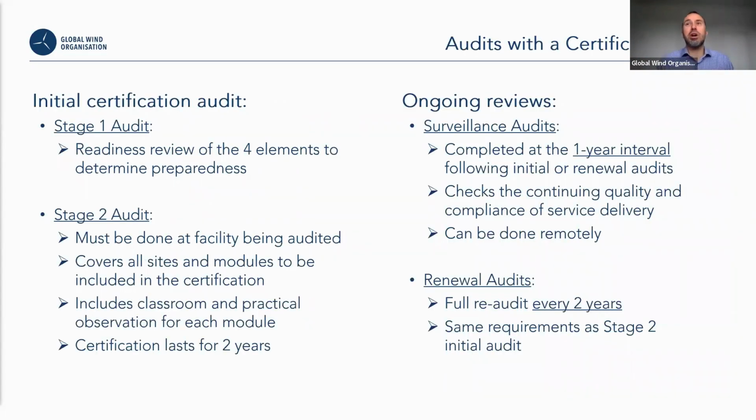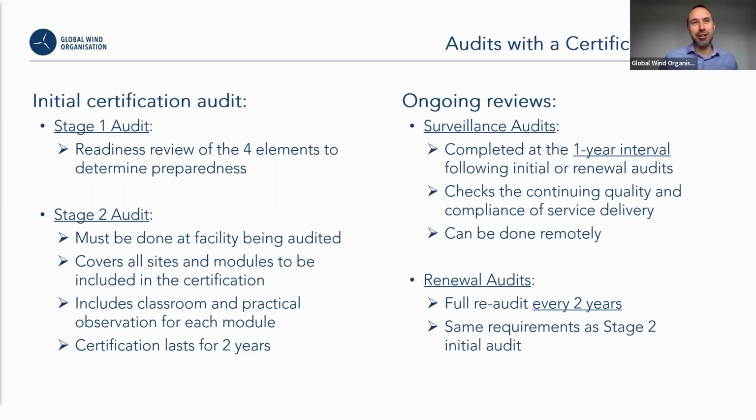Now, stepping into the process of the audit. So I just talked through the 4 elements of what the auditor is going to look at. But when you actually connect with an auditor and schedule your audits, you're going to see 2 things on your initial certification audit. You're going to have a stage 1 audit, which is essentially a readiness review of the 4 elements to determine your preparedness.